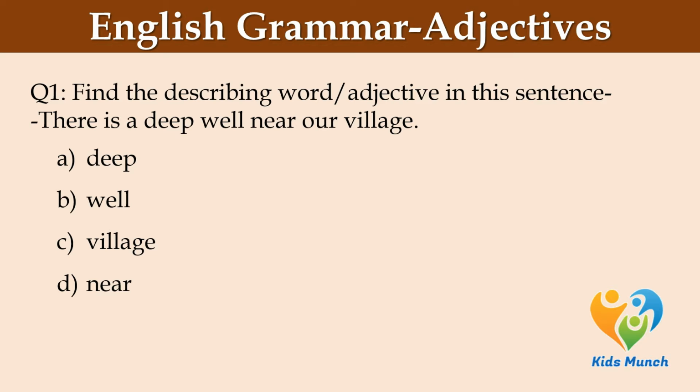Find the describing word or adjective in this sentence. There is a deep well near our village. Option A, deep. Option B, well. Option C, village. Option D, near.